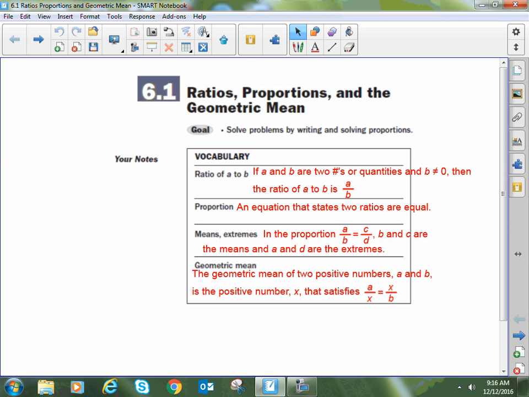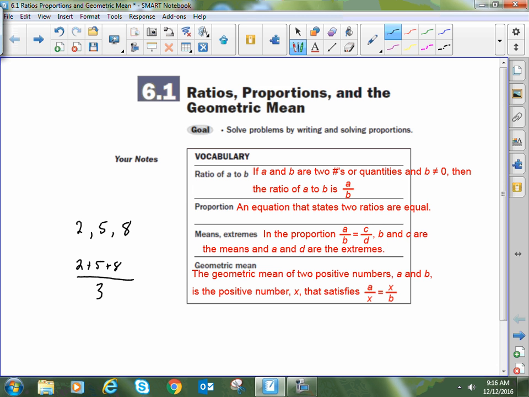Now, the last one is geometric mean. This is something that we will be coming back to at some point in the future, but geometric mean is another way of finding a value of something that's a little bit different than an arithmetic mean. An arithmetic mean, let's say I have 2 and 5 and 8. What you would do for an arithmetic mean is you would say 2 plus 5 plus 8, and you would divide that by the number of numbers that you're adding. So in this case, you would divide by 3. So here we would have an arithmetic mean of, let's see, 15 over 3, 5.